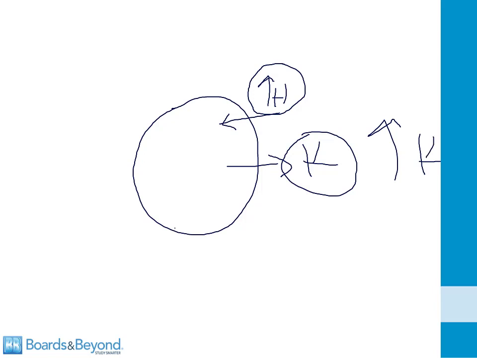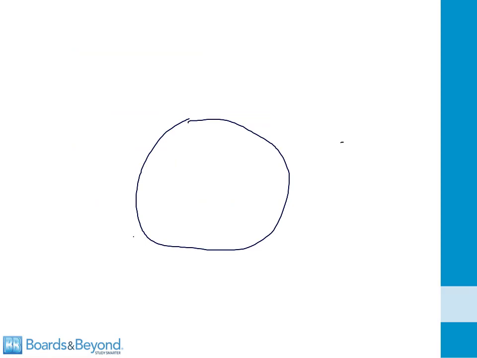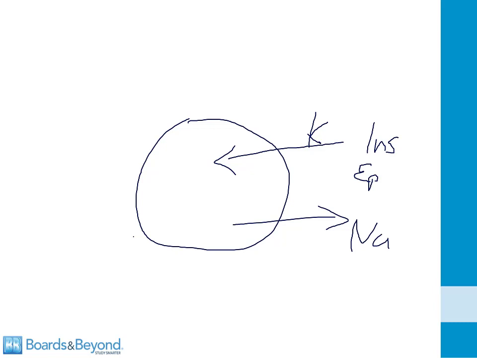The next three causes, insulin deficiency, beta blockers, and digoxin, all relate to the sodium-potassium ATPase pump found in our cells. Cells in our body have a sodium-potassium ATPase pump that can bring potassium into the cells in exchange for sodium. This pump is activated by insulin, and it's also activated by epinephrine. This means that if you are insulin deficient or if you are on a beta blocker that blocks the effects of epinephrine, you will see the potassium level rise because this pump will become less active. In addition, this pump is blocked by the drug digoxin, so for the same reason, hyperkalemia can occur in patients taking digoxin.